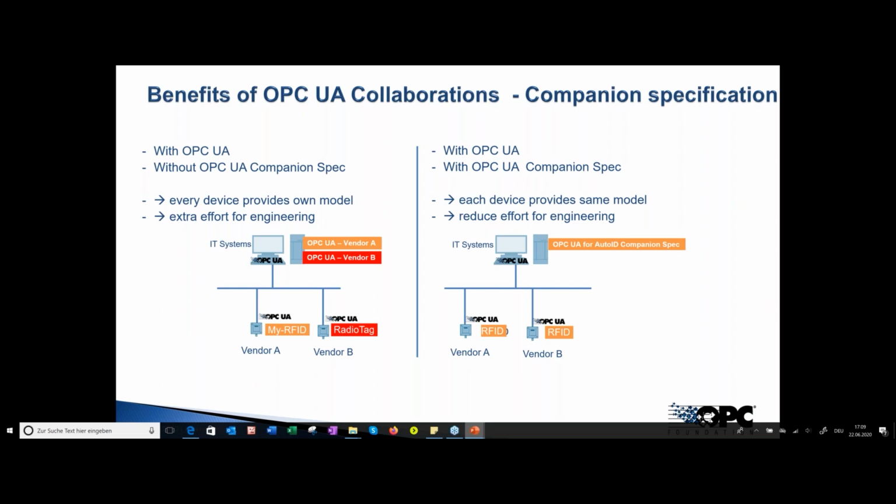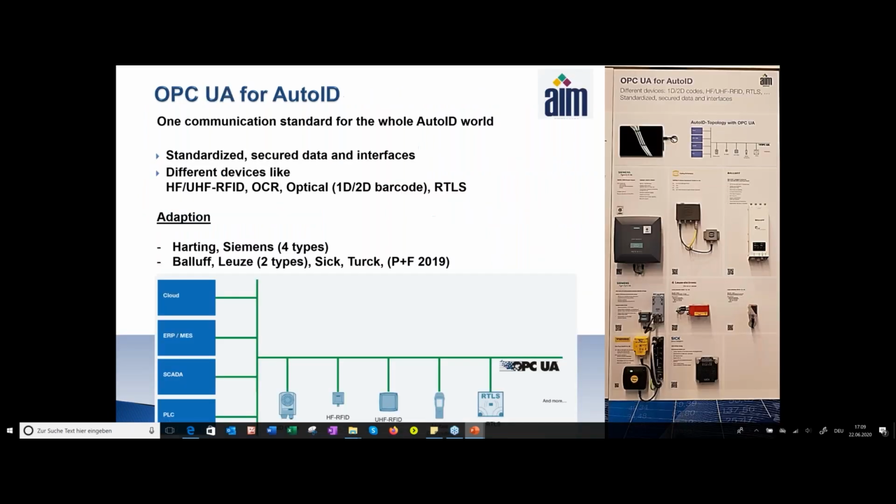So this is what we call a companion specification, what you see on the right side, where all the vendors of a specific market agree on the same standardized data and the same interfaces, where you can exchange all this information via OPC UA. Then you just have to integrate this information once in your IT system, but you are able to connect to multiple different devices from different vendors. And also, this is not a dream, this is reality.